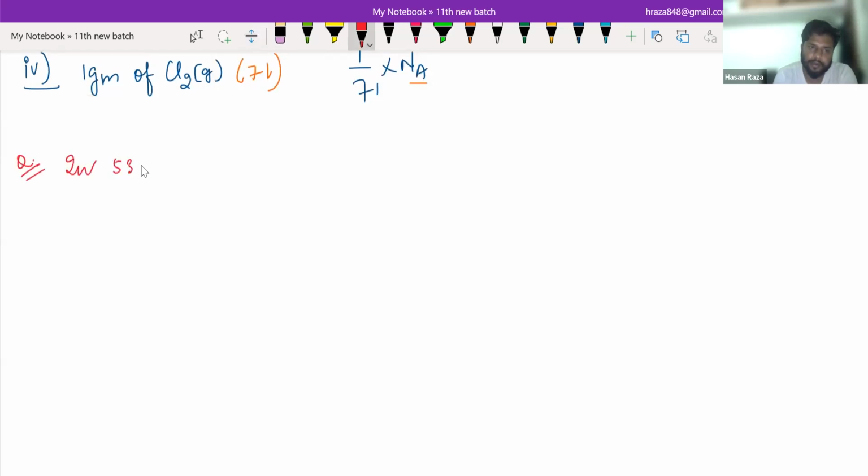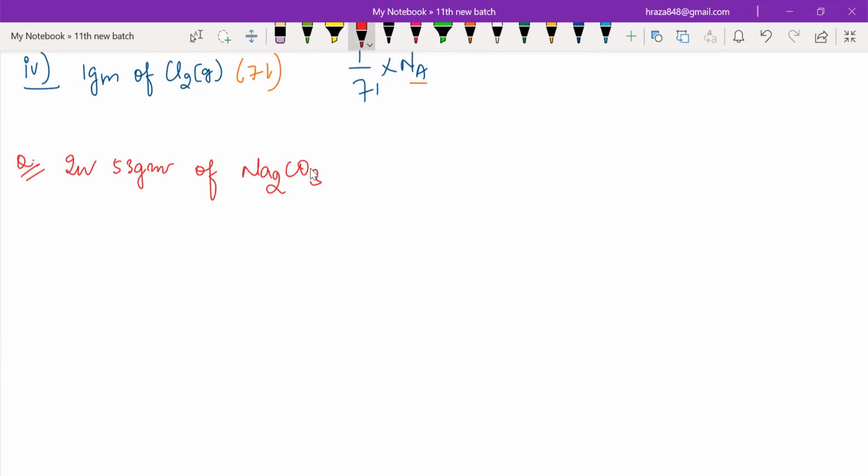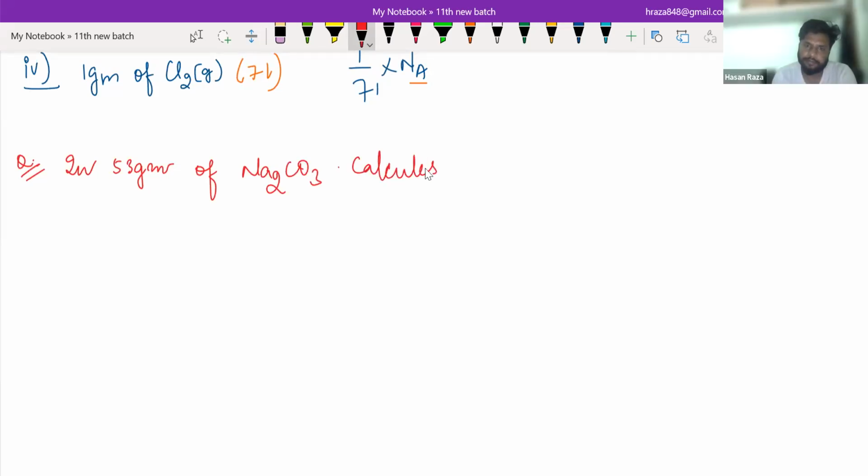In 53 gram of Na2CO3, calculate the number of atoms of oxygen.